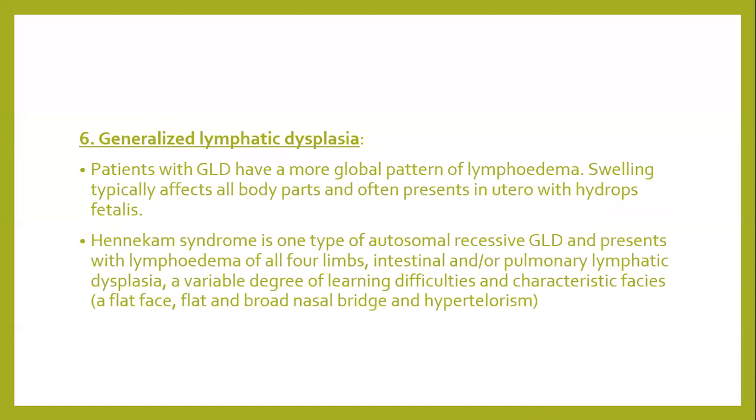Then the generalized lymphatic dysplasia. This has a more global pattern of lymphedema. Swelling typically affects all body parts and often presents in utero with hydrops fetalis. Hennekam syndrome is an autosomal recessive generalized lymphatic dysplasia, presenting with lymphedema of all four limbs, intestinal and pulmonary lymphatic dysplasia, and a variable degree of learning difficulties and characteristic face, which is flat, with a flat and broad nasal bridge and hypertelorism.